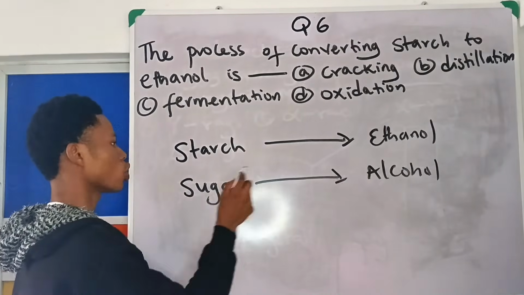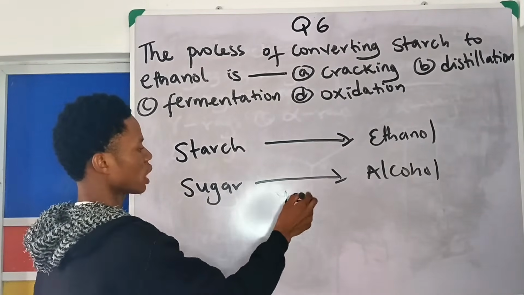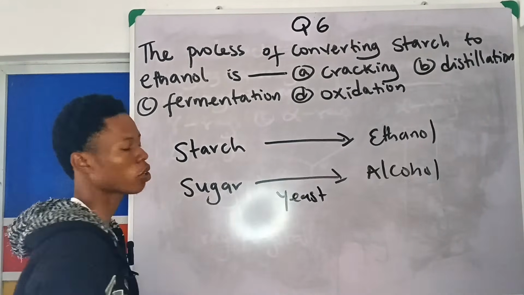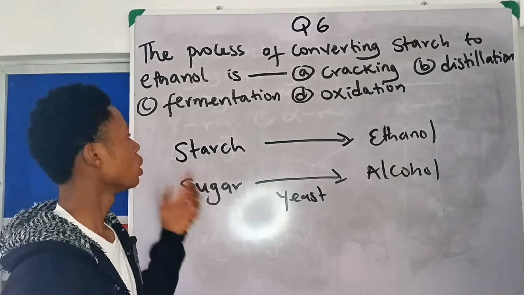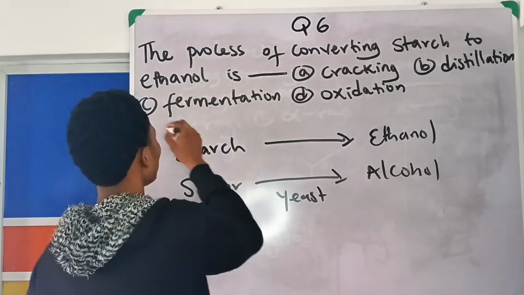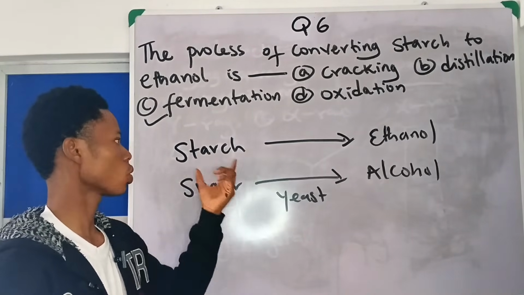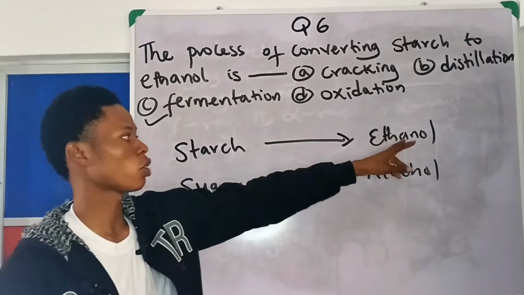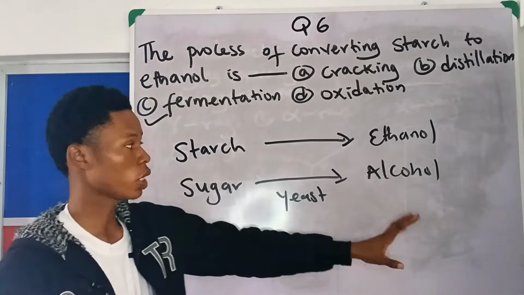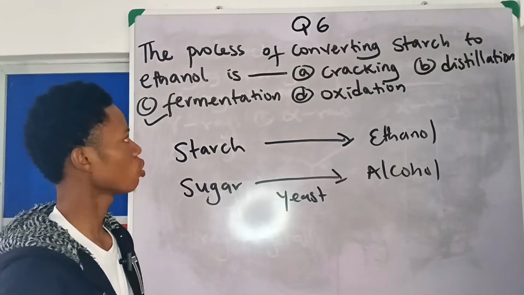Anytime you are converting sugar to alcohol, usually yeast is assisting that process. Yeast is the microorganism assisting that process. The answer to this question is fermentation. So fermentation is actually the conversion of sugar or starch to alcohol. Ethanol is one form of alcohol. Do you get that? So fermentation is the answer to that question.